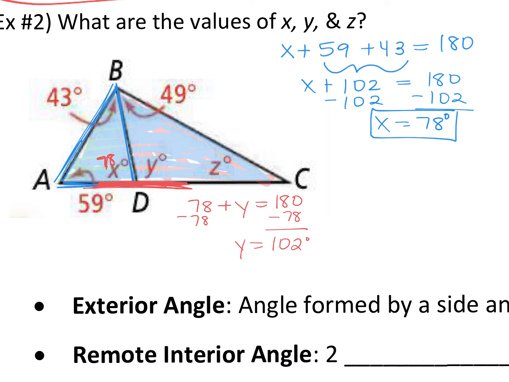Okay, and these are super helpful if you write the numbers in that you know, because then you can see where to go with them. Okay, so y is 102 degrees. Now z, you have 2 options. Do you see the 2 options?